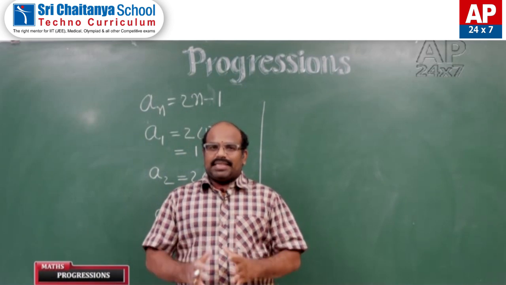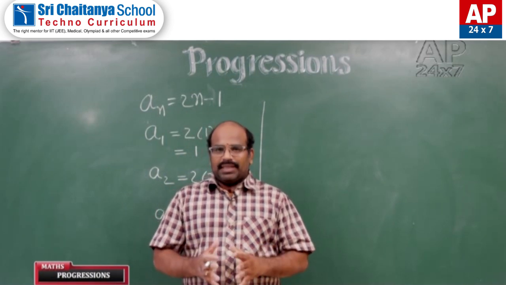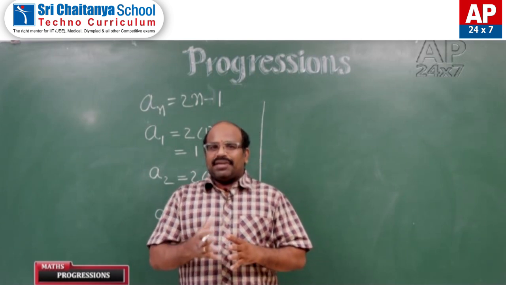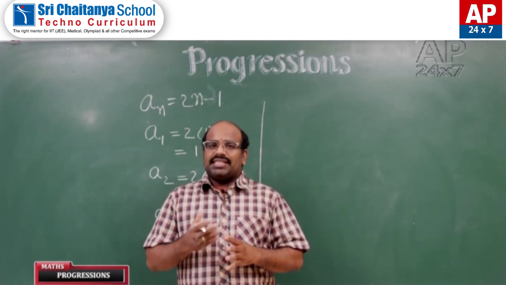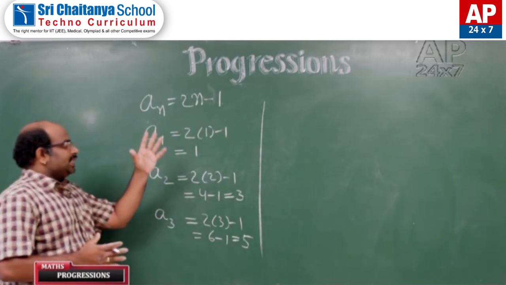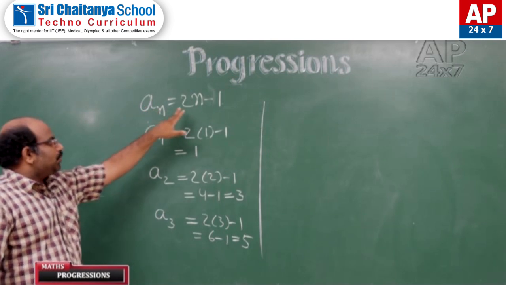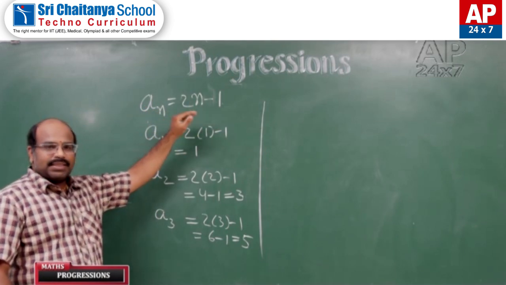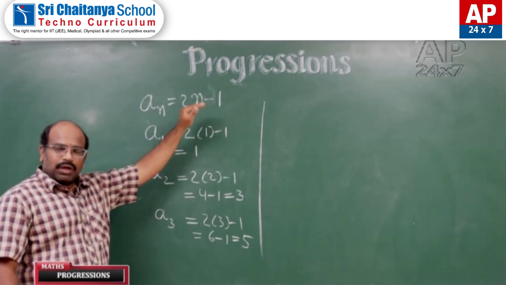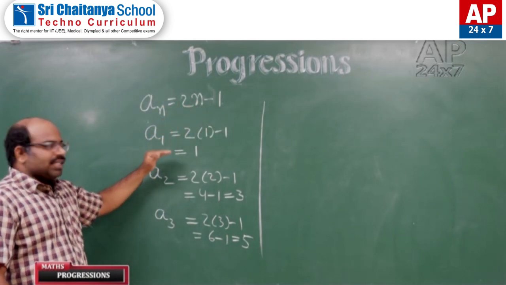Now, let us discuss one more important model from the examination point of view. When an nth term is given, how do we generate the sequence of terms? In this example, a_n is equal to 2n minus 1. That means the nth term of the sequence is 2n minus 1. Now, generate the terms of the sequence.